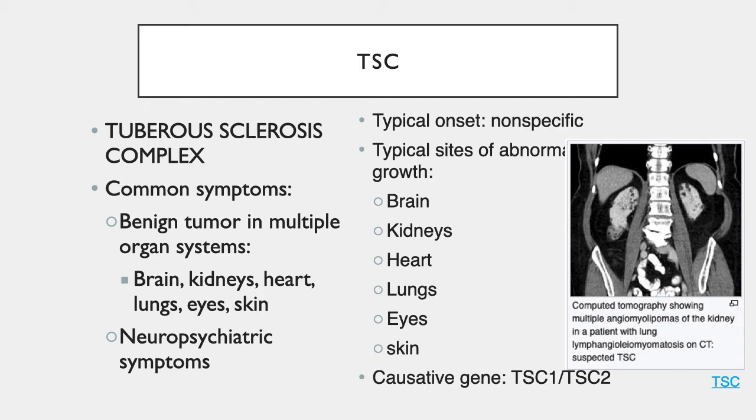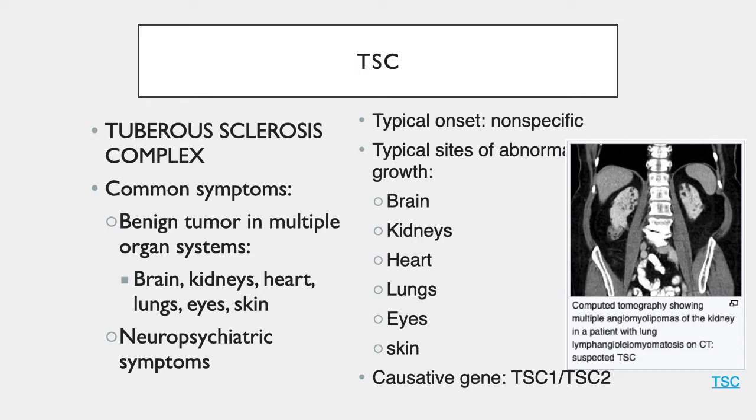Finally, TSC stands for tuberous sclerosis complex and is often referred to as TSC. TSC is an autosomal dominant mutation of the gene or genes TSC1 or TSC2, which encode for the proteins hamartin and tuberin, respectively. TSC1 and 2 are both tumor suppressor complexes that force G1 cell cycle arrest and often result in apoptosis. This abnormal expression of these proteins results in benign tumor growth in numerous organ systems, including things like the brain, kidneys, heart, lungs, eyes, and skin.